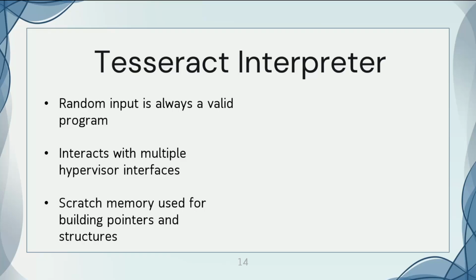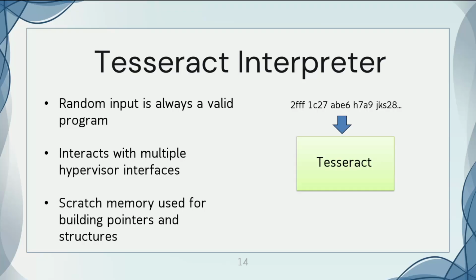So let's say we have this random byte stream right here. It will go to Tesseract, and that will interpret it into an actual sequence of valid instructions. So it's a valid program.